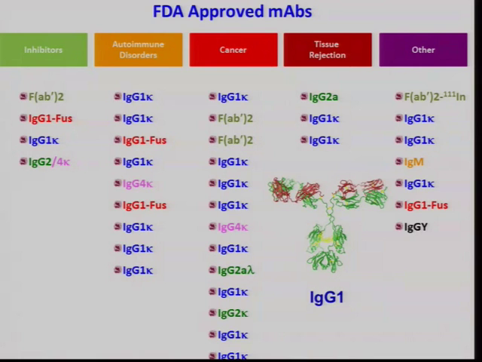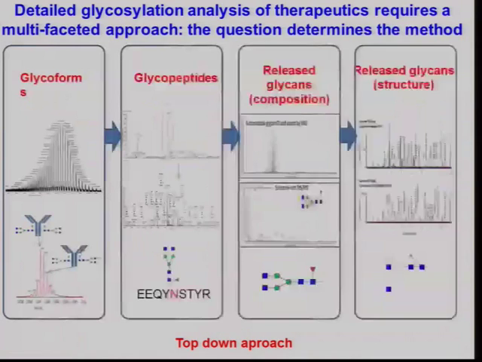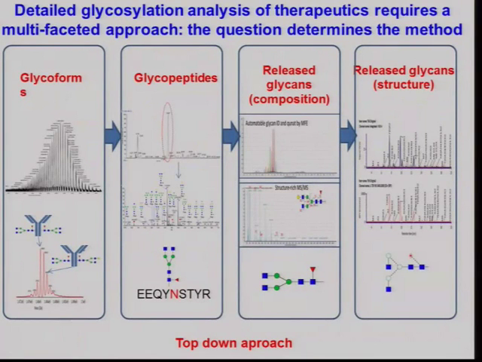Yeah? Right. So there are lots of FDA-approved antibodies, IgG1 to fusion proteins, IgG4, and so on. The vast majority of them are IgG1 subtype. So this is IgG1. It has this particular hinge, which is the most characteristic difference between the different subclasses of IgG. So you have to have a multifaceted approach, as I said, to do glycan analysis.